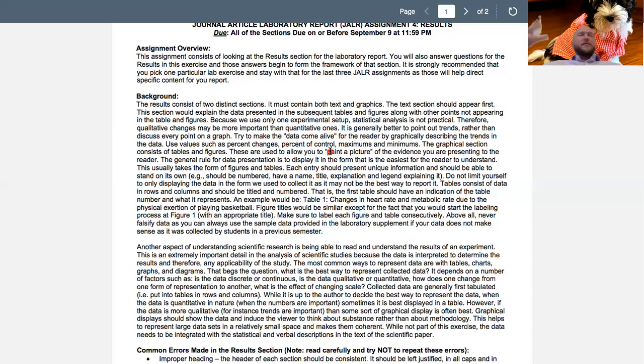It describes a trend, like a 100% increase or a 32% decrease. That's what I mean by making the data come alive and describing what the data is, without actually interpreting it.